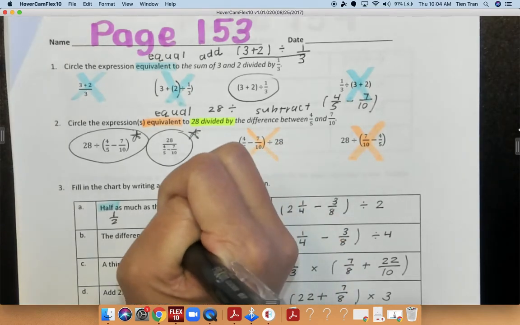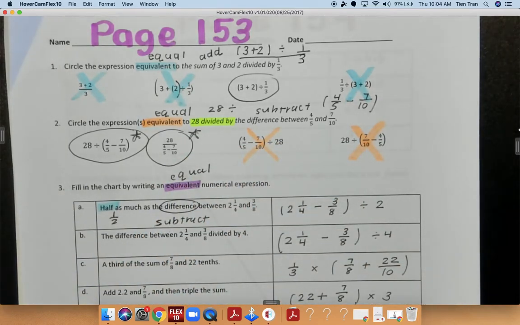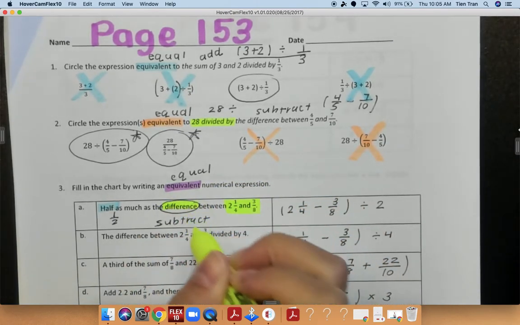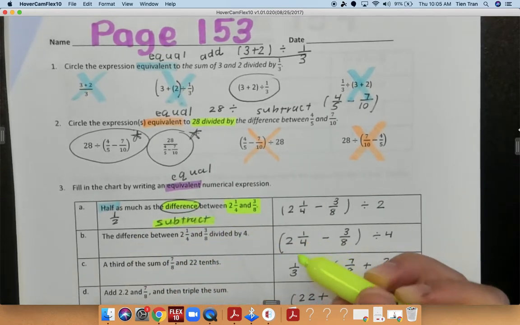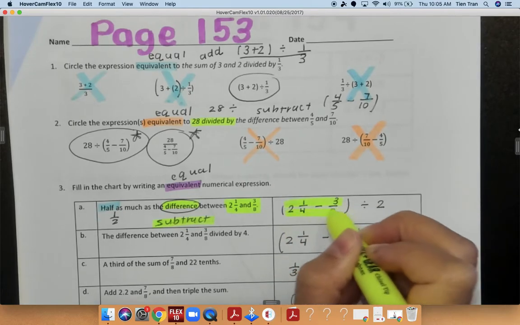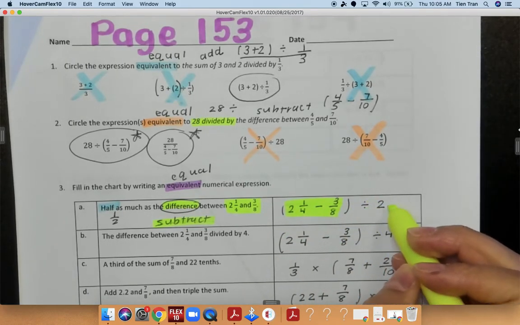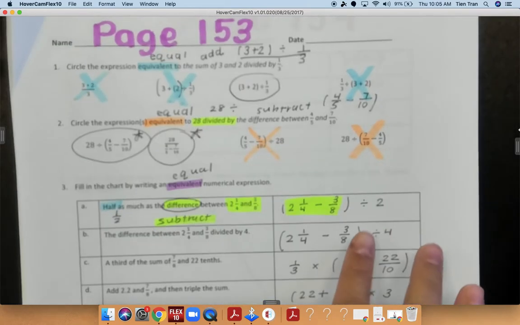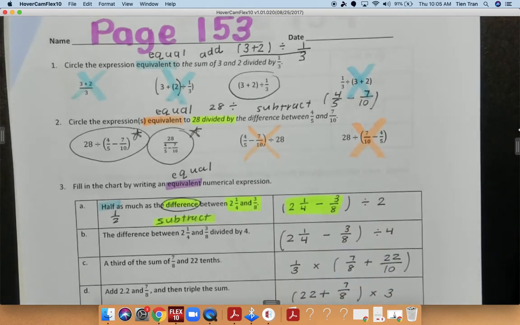So this is a subtraction problem. What am I subtracting? I am subtracting 2 and 1/4 and 3/8. That's what I am subtracting. So I have 1/2 and I'm subtracting 2 and 1/4 and 3/8, right? And I'm dividing that by 2. I could have also written that as 1/2, just like what we did up here, but it is up to you. You can write 2 or 1/2. It would be the same.